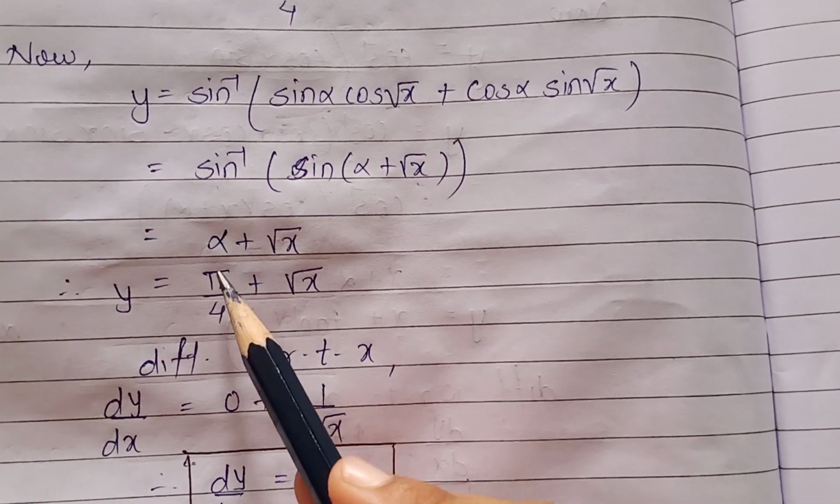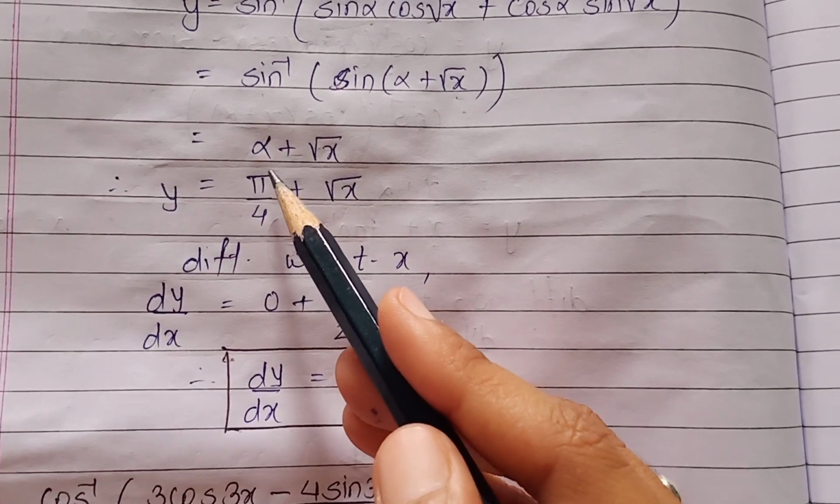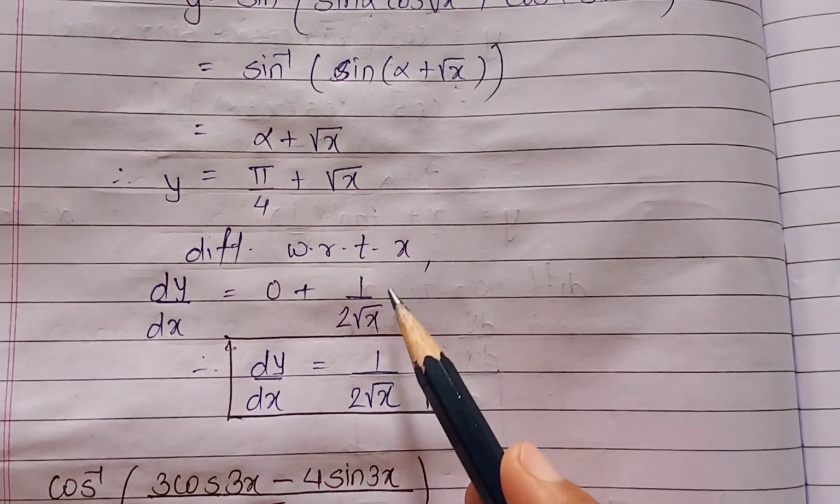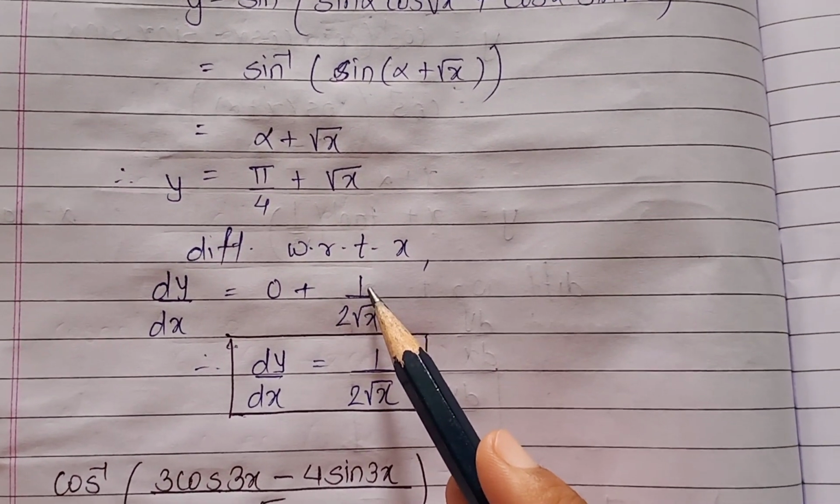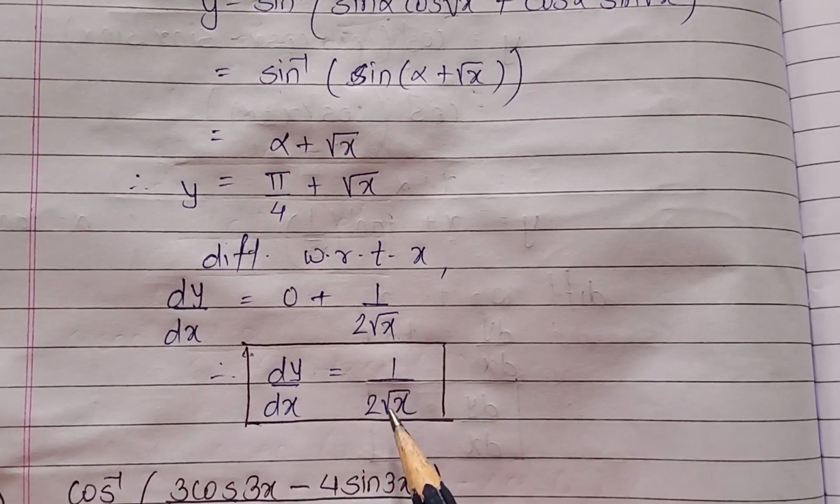Put the value of alpha, which is pi by 4, and differentiate this y with respect to x. Now this differentiation is 0 plus the root x differentiation. Everyone knows that it is 1 upon 2 root x. So the final derivative answer is 1 upon 2 root x.